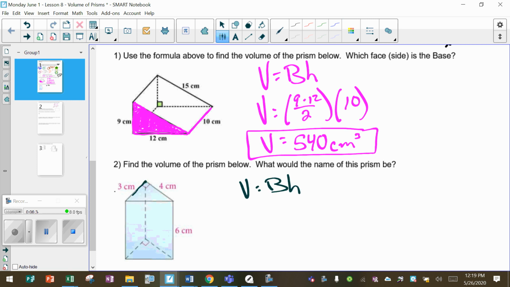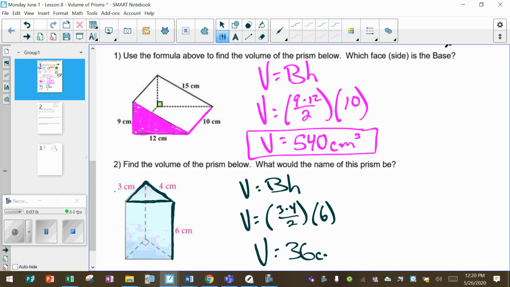Again, the base shape, the shape that has two parallel congruent sides, is another triangle. This one has dimensions height of 3, base of 4, and then the height of our prism from one triangle to the other, one side to the other side, is 6 centimeters. So we do base times height divided by 2. 3 times 4 is 12, divided by 2 is 6, times another 6, and we get a volume of 36 cubic centimeters.